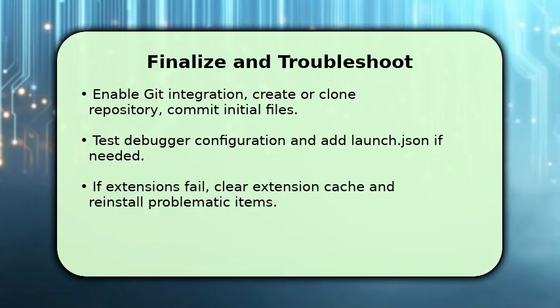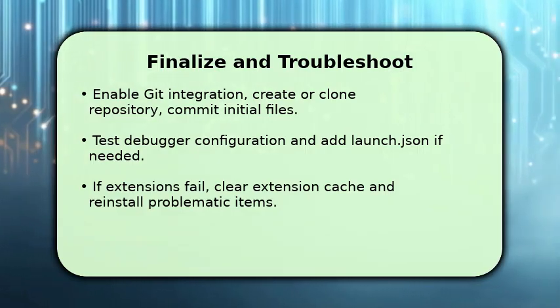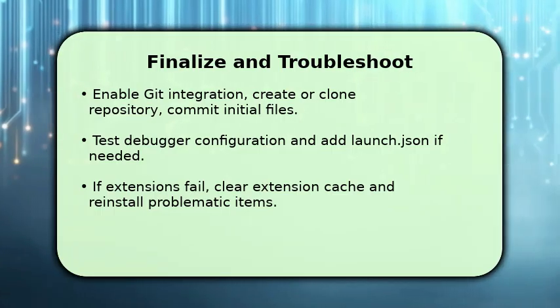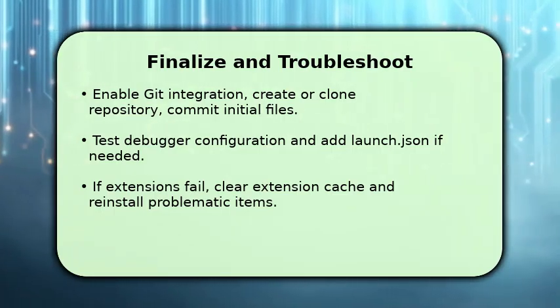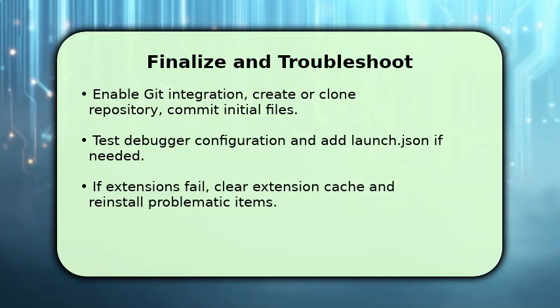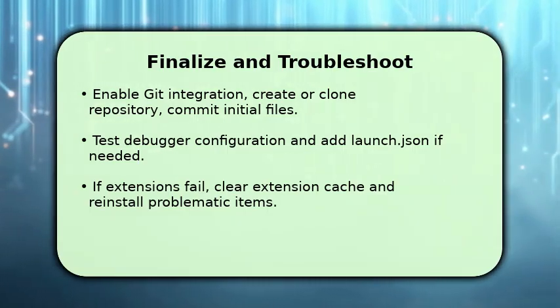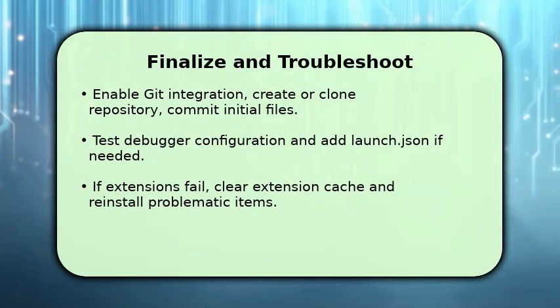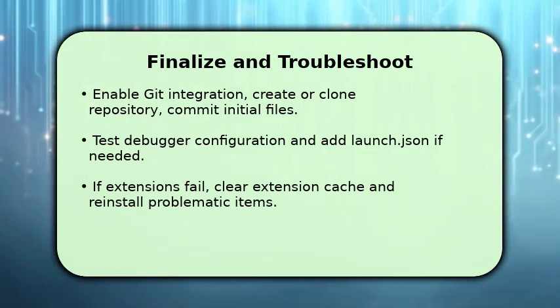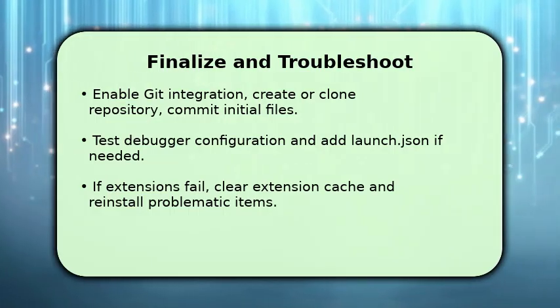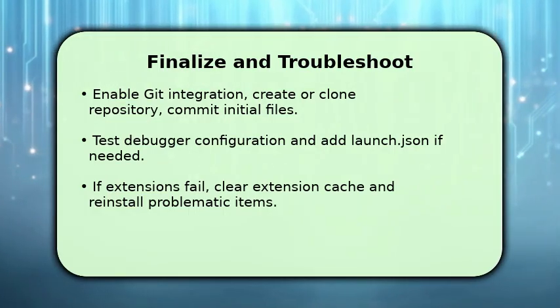Configure and test the debugger, adding a launch.json if your runtime requires specific settings. Once everything runs, enable autosave and workspace snippets for productivity. If an extension misbehaves, clear the extension cache, disable others to isolate conflicts, and reinstall the problematic extension. Often a reload or full restart resolves state issues and restores expected behavior quickly.